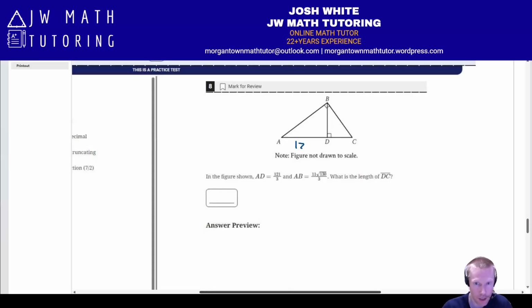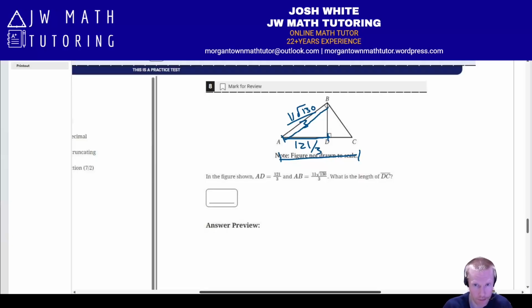So if you label the picture, you've got 121 over 3. You've got 11 root 130 over 3. We want to know DC. So method 1, or we could call it approach 1. If you know your geometric mean theorems, I'm going to use those in solving this. So basically this right here, this line segment, this leg of the overall large triangle, is the geometric mean between the entire hypotenuse of the large triangle and this part of it.